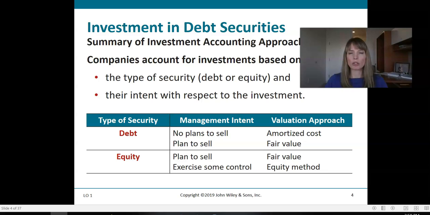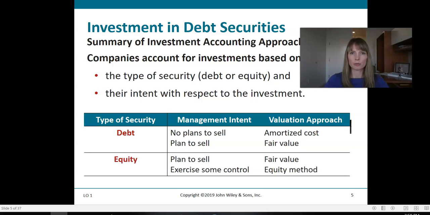The accounting rules for investments in debt securities, as well as for equity securities, depend on management's intent. In other words, management has to make a decision when they're buying the security, whether it's a debt or equity security: what do we plan to do with this? Are we buying this security so that we can sell it in the future? Or are we buying it, if it's a debt security, to hold for a long period of time, perhaps all the way until that debt security matures?